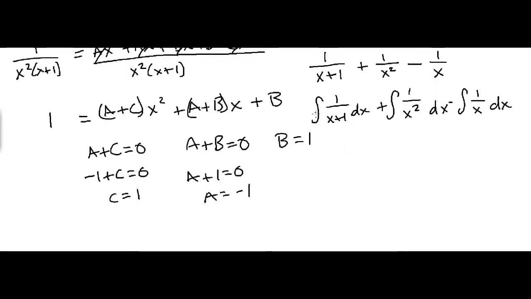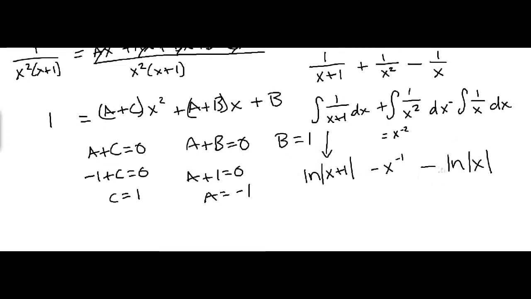What we're going to notice here is that for this first one, if you don't remember from the first video, please go back and watch it. You're basically just going to do a u substitution. The integral of this is going to give you the natural log of x plus 1. Then the integral of 1 over x squared: 1 over x squared is equal to x to the negative 2, and the integral of that is going to be negative x to the negative 1. Then we have a minus, and the integral of 1 over x is just going to be the natural log of x.